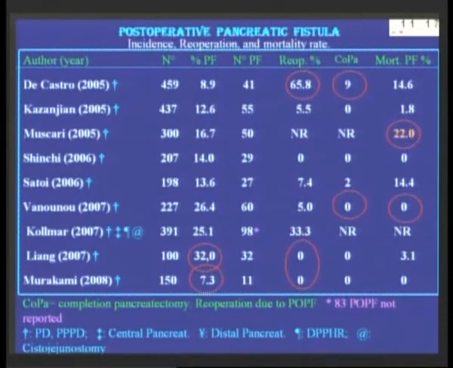This is another series, 5 years again, from 2005 to 2008. And again, the pancreatic fistula rate is very different between the different authors, from 7.3 to 32%. The reoperation rate reached 65.8% or 0% in other series. The completion pancreatectomy, 9% or 0%. The mortality, 0 or 22%.